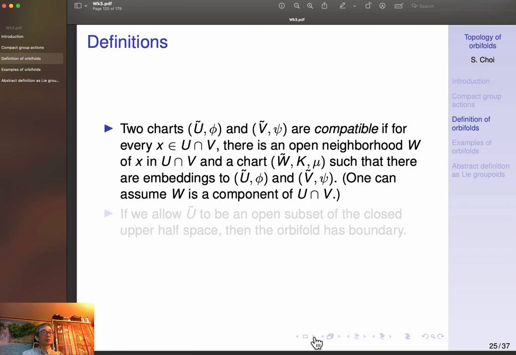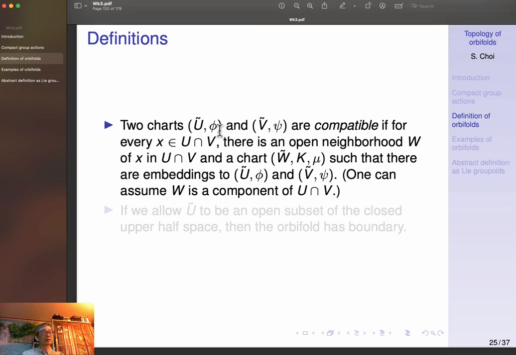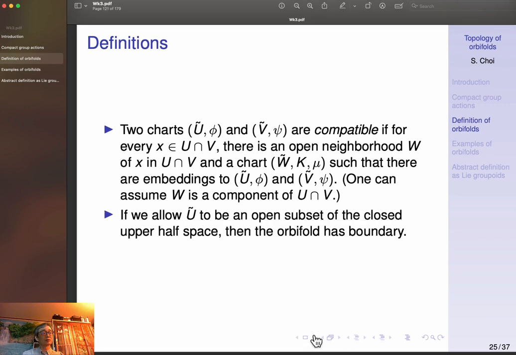Two charts (Ũ, φ) and (Ṽ, ψ) are compatible if, for each x in U intersect V, there is an open neighborhood W of x in U intersect V, and a chart (W̃, K, μ) such that there are embeddings to these models. I omitted the group here. So from this chart there's always an embedding, and we can assume that W is a chart of U intersect V.